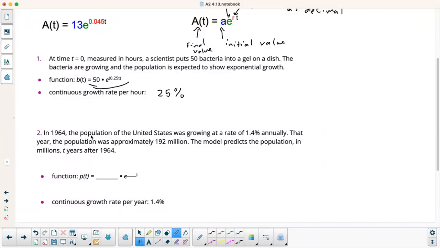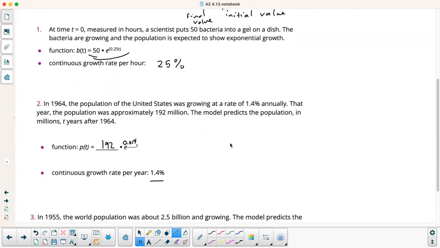All right, in 1964, the population of the United States is growing at a rate of 1.4% annually. That year, the population was 192. So that's my initial value, 192. And if I'm growing at 1.4% annually, I have to convert that to a decimal. So it's 0.014 times t. All right, so there we go. There's our continuous growth rate, which we already had there.